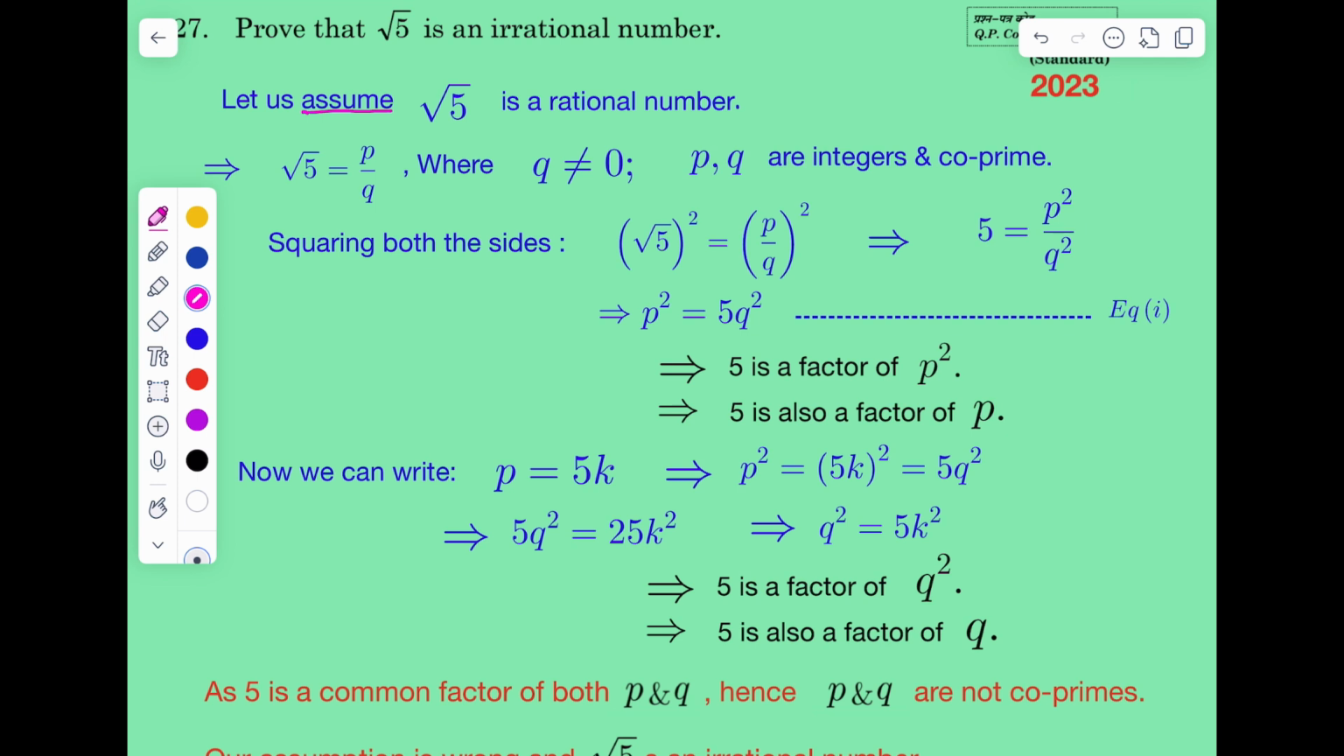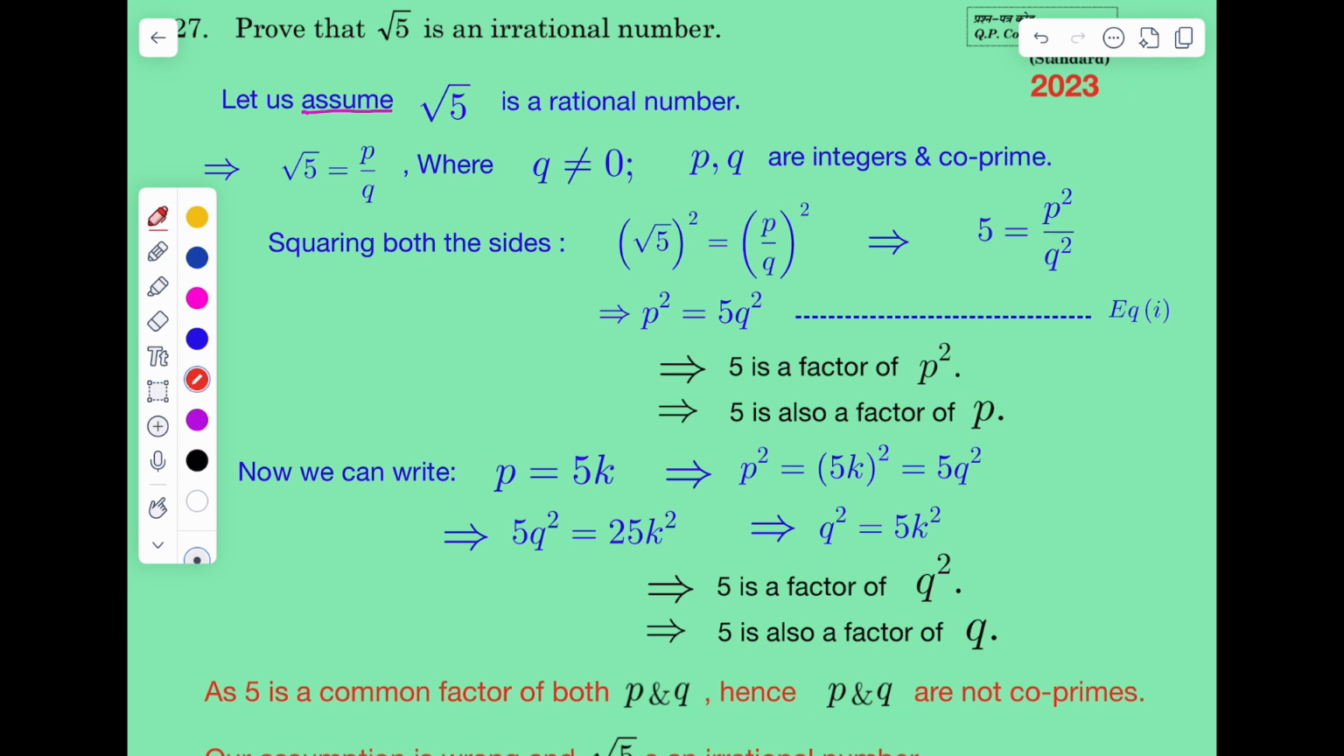And for this purpose, first we have to take root 5 equal to p by q, where p and q are co-primes. Co-primes means they have only one common factor, that is 1, and they don't have any other common factors. And q is not equal to 0, because if q is equal to 0, then p by q will not be defined.